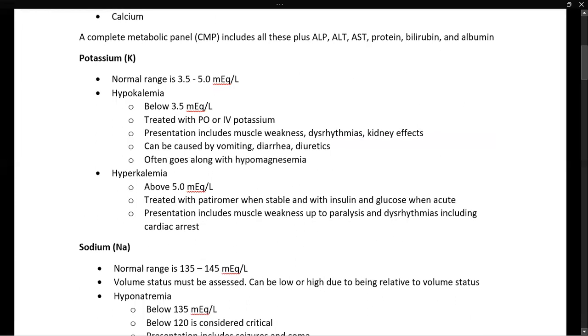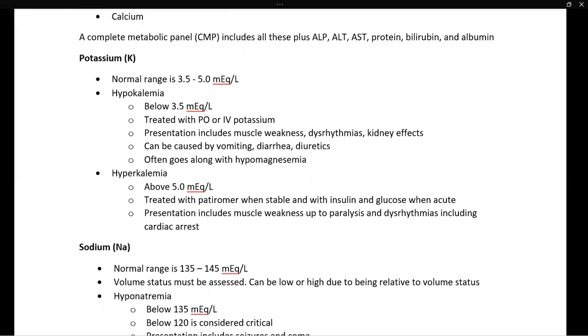Let's begin with looking at potassium. A normal potassium is 3.5 to 5 milliequivalents per liter. Hypokalemia is the term for when we have a potassium below 3.5. It is treated with oral or IV potassium, and we talk more about this in pharmacology. A presentation of hypokalemia commonly includes muscle weakness, dysrhythmias, and adverse kidney effects. It can be caused by vomiting, diarrhea, and diuretics, and it is often seen together with hypomagnesemia.